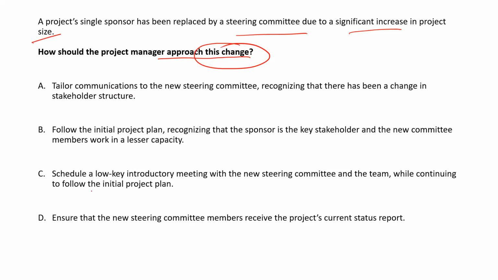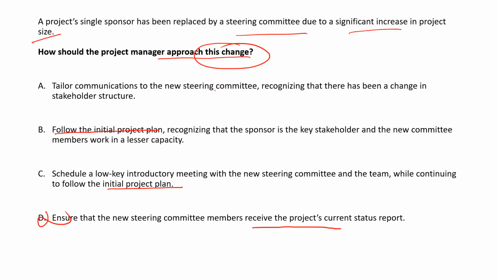The member has changed, so it means we need to produce the change, right? So D is saying direct answer. Do it. Why do it? And when the change is happening, the initial plan will never work. Following the initial plan is never going to work. So B and C are wrong because of just this reason.